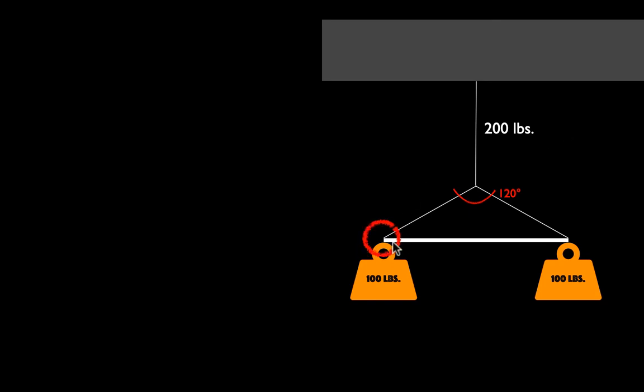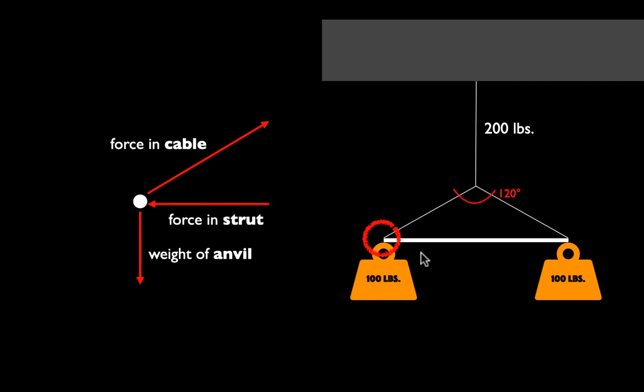What's going to happen if we look at the free body here, analogous to the free body that we looked at in the previous example where the strut and the cable and the weight all intersect? So here's our free body, and let's do the same sort of thought experiment. What loads are acting on that free body? Well, first we have the weight of the anvil, and that's unchanged, 100 pounds. We'll have the force in the cable and the force in the strut.